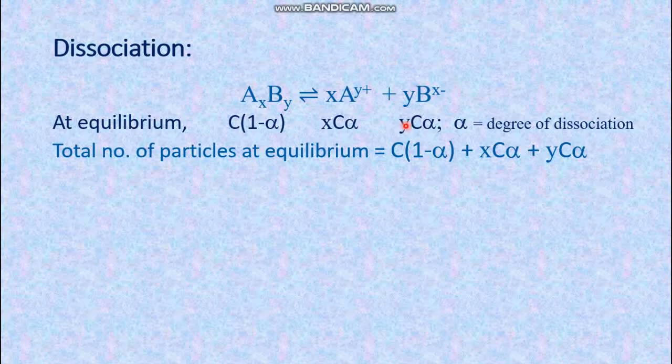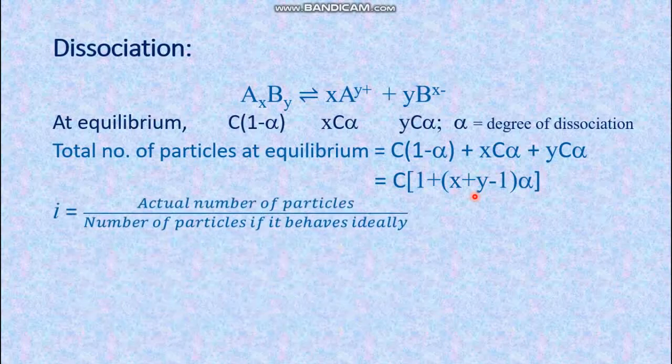If you take C as common here, then 1 minus alpha remains, and X alpha plus Y alpha. From here, if you take alpha as common, you will get this expression: C into 1 plus alpha into X plus Y minus 1. The expression of I is the actual number of particles divided by the number of particles if it behaves ideally. In the numerator you put this value, and in the denominator, if it remains undissociated, then alpha equals 0. In that case the overall number is C into 1 minus 0, that is C, and these values are 0 since alpha is 0. So C is the actual concentration.